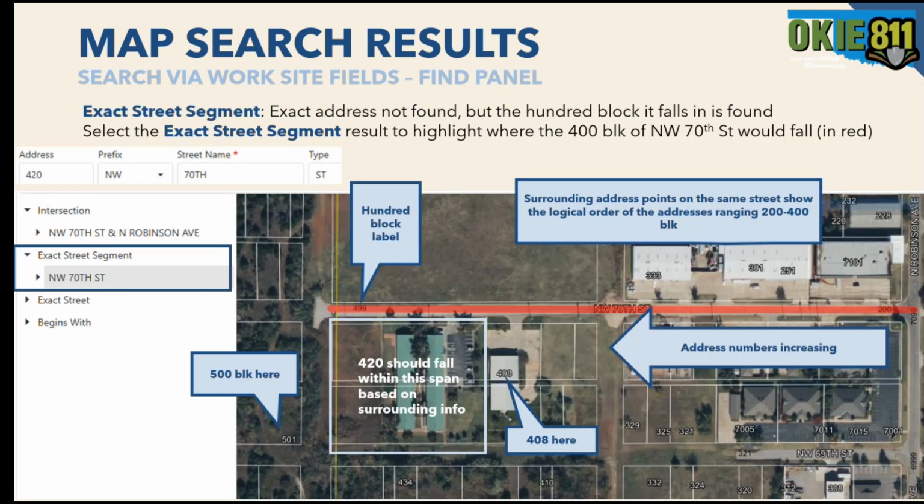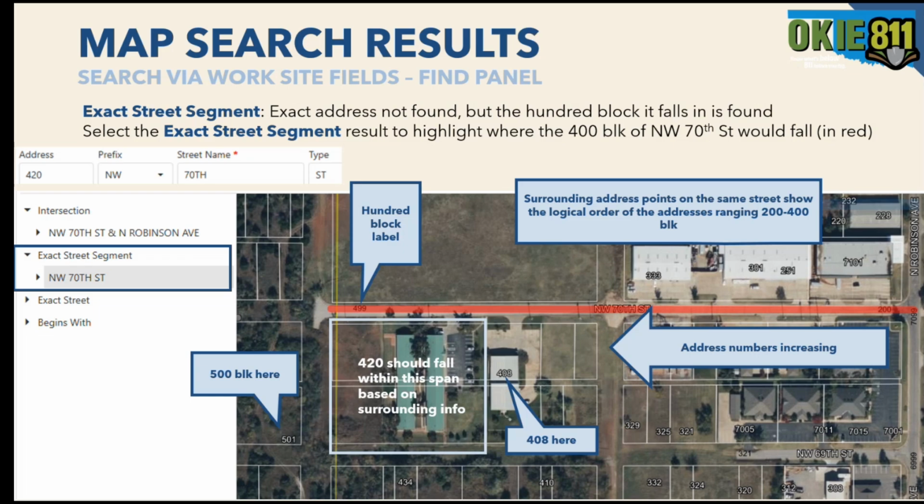So basically, the exact street segment is pretty much the next best thing to finding an address. The example address that we have on the screen is 420 Northwest 70th Street, and that particular address point, for whatever reason, is not on our maps. However, these additional search results in the find panel can allow us to drill down and also look at surrounding data to help determine where that address would logically fall. So exact street segment is the next best thing.